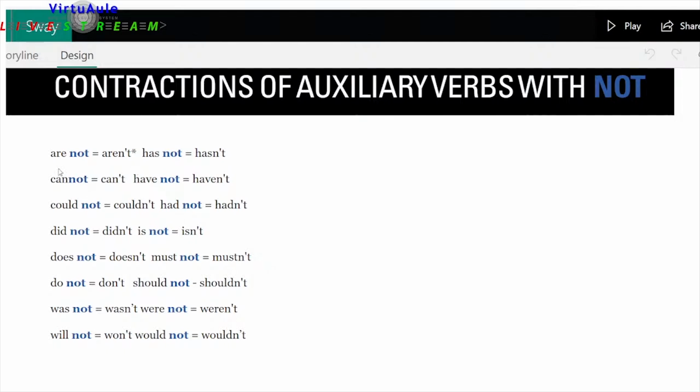Let's look at the contractions. Are not becomes aren't. Has not becomes hasn't. Cannot, can't. Have not, haven't. Could not, couldn't. Had not, hadn't. Did not, didn't. Is not, isn't. Does not, doesn't. Must not, mustn't. Do not, don't. Should not, shouldn't. Was not, wasn't. Were not, weren't. Will not, won't. And would not, wouldn't.